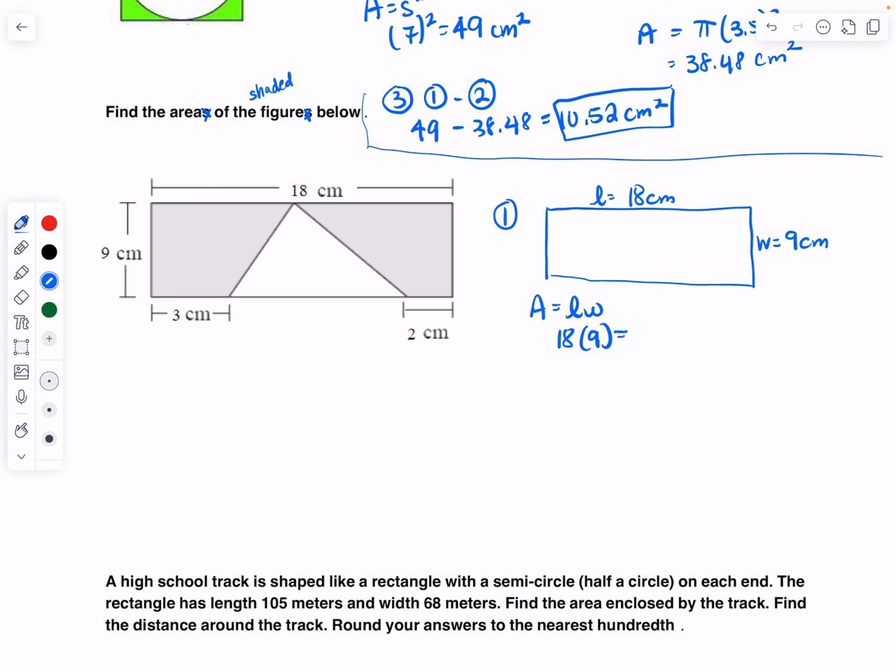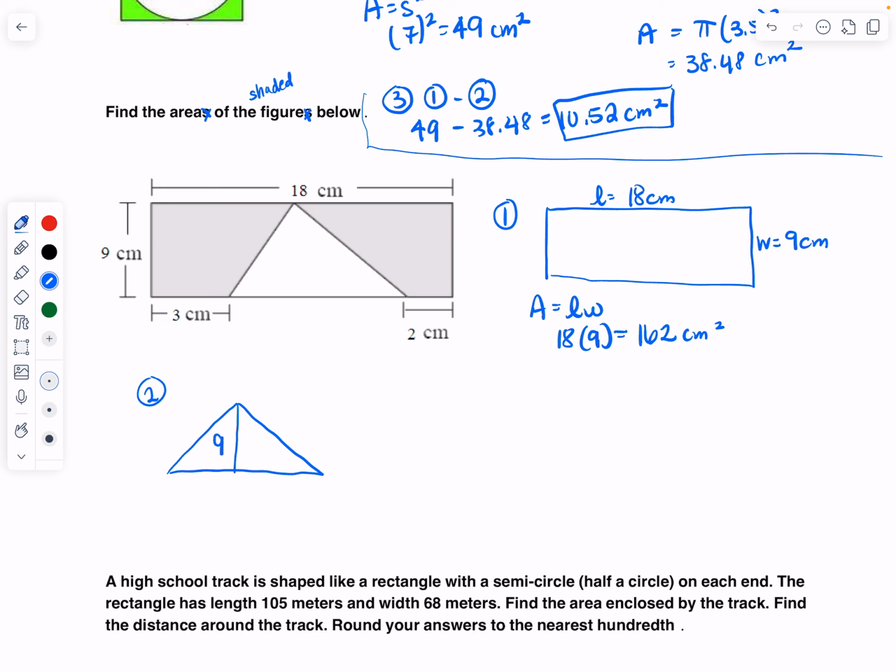And when I do that, I get 162, and that's going to be in centimeters squared. Okay, second step. Now I need this triangle that's inside of it. To figure out the height, it's how tall the rectangle is.